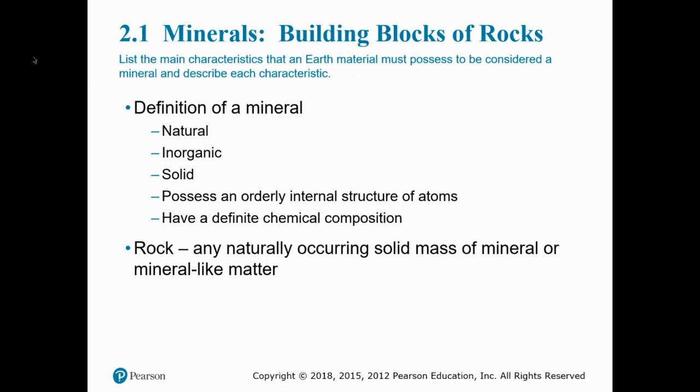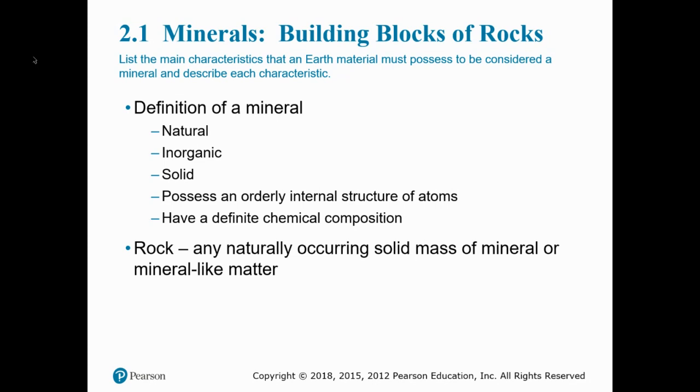And then they have a definite chemical composition. Most minerals have a chemical composition that can be expressed using a chemical formula. For example, quartz is a mineral and it has the formula SiO2. It is silicon dioxide is what quartz is. Some minerals have some variations, but they can only be variable within definite specific limits.